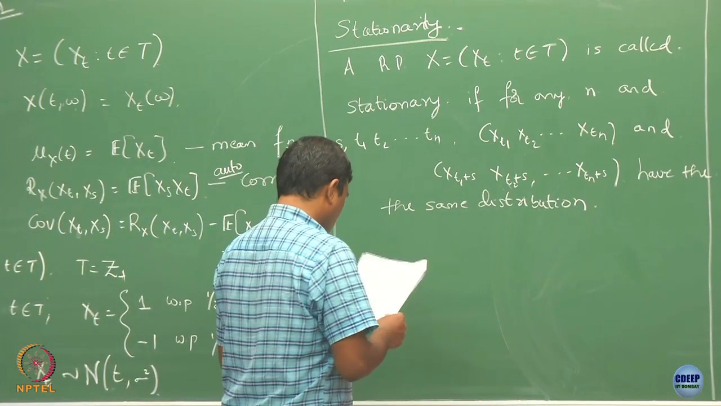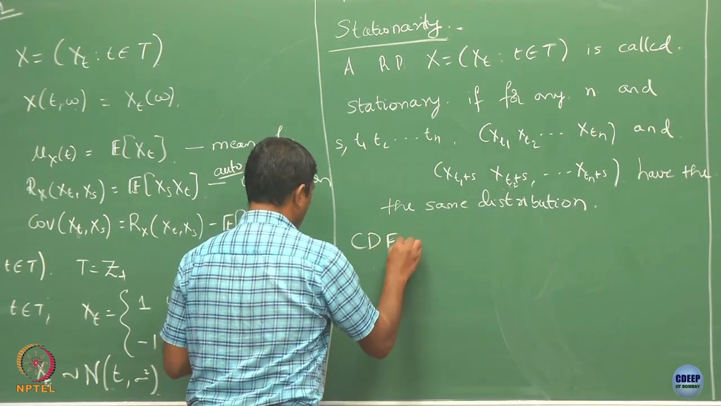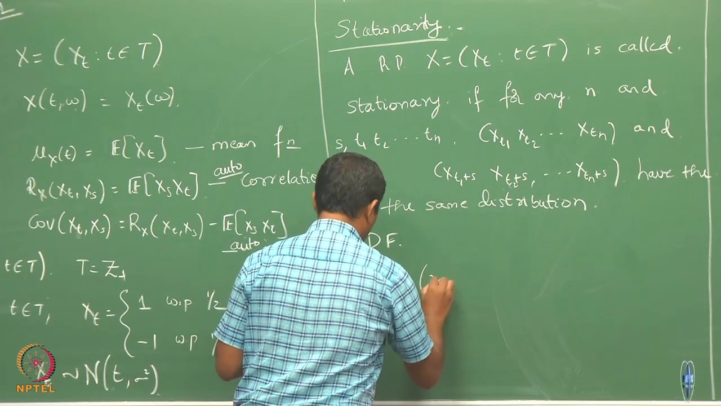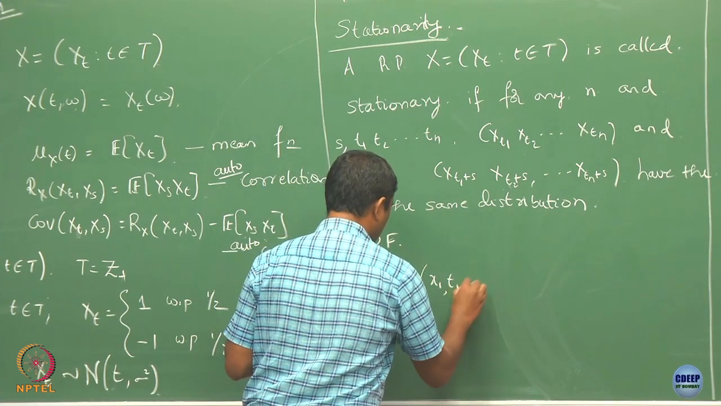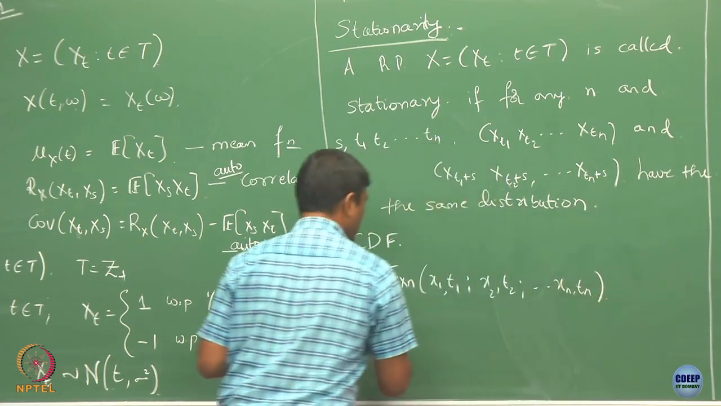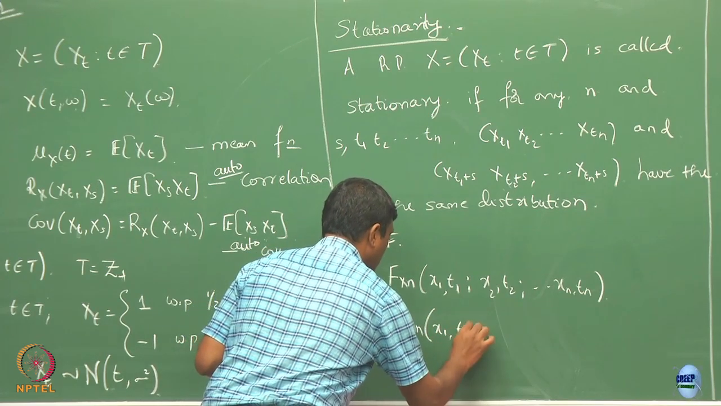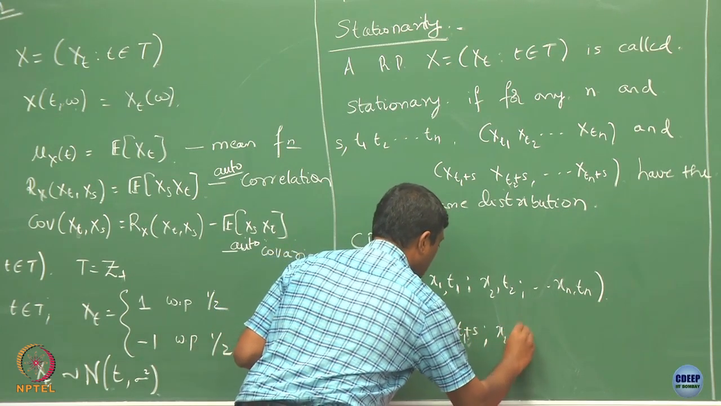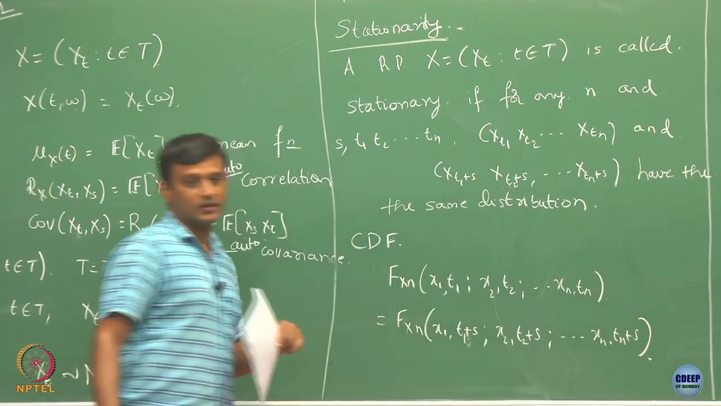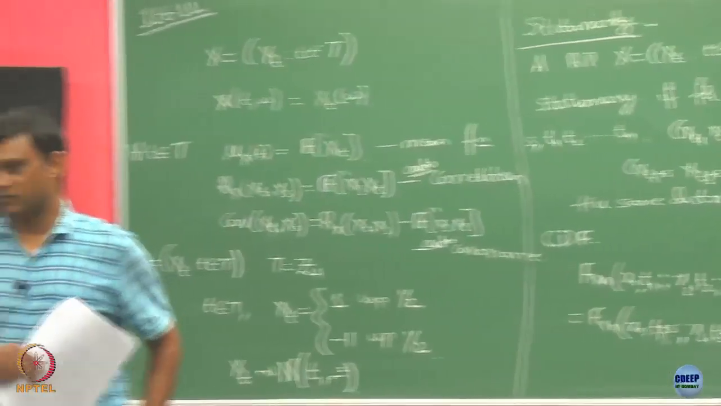So what this basically means, in terms of CDF functions, is that if you just shift the time indices for all of them by the same amount, then the joint distribution does not change.